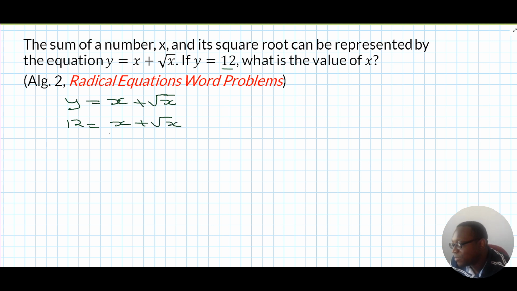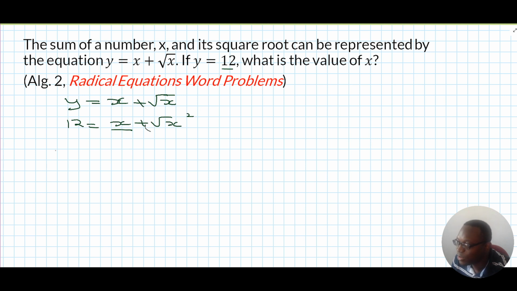The question we need to be asking ourselves is, what do I need to do next? I have x here, I have a radical, I have a non-radical value. What do I do? I need to do something so that I get rid of this radical. The only way to get rid of this radical is to square this value. But the problem is you cannot square this value and this value together on the same side, because you're going to end up with a radical as your middle term.